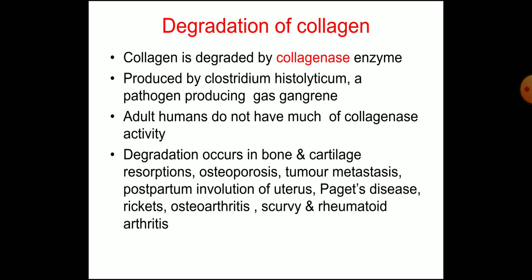Now how is collagen degraded? Collagen is degraded by the collagenase enzyme produced by Clostridium histolyticum, a pathogen producing gas gangrene. Adult humans do not have much collagenase activity. Usually there is not much, but it acts in certain conditions like degradation of bone and cartilage resorptions, osteoporosis, tumor metastasis, postpartum involution of the uterus, Paget's disease, rickets, osteoarthritis, scurvy, and rheumatoid arthritis. These are the conditions where degradation of collagen occurs by the collagenase enzyme.